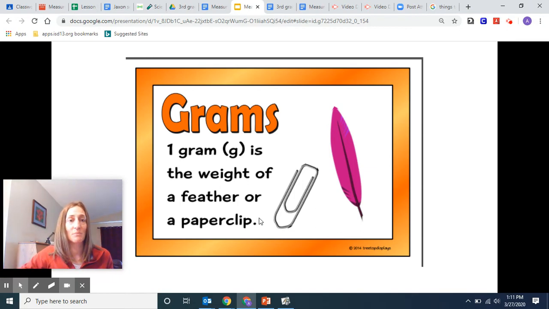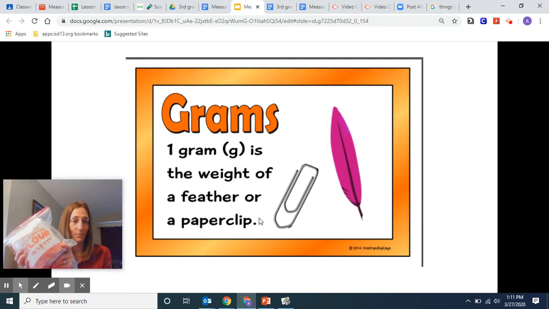Now let's say I had something much heavier. So for example, I have a big bag of flour. There we go. Big bag of flour here. It's a little heavier. Not terribly awful to carry, but I wouldn't want to do this all day long. This would be about 1 kilogram.